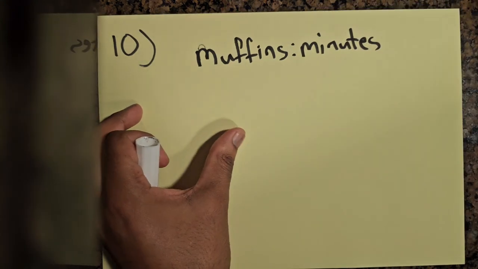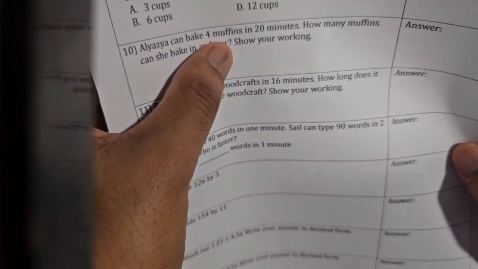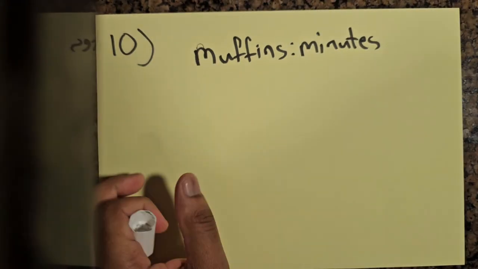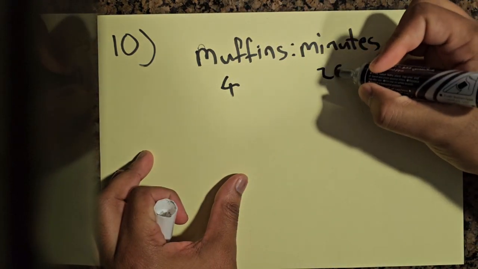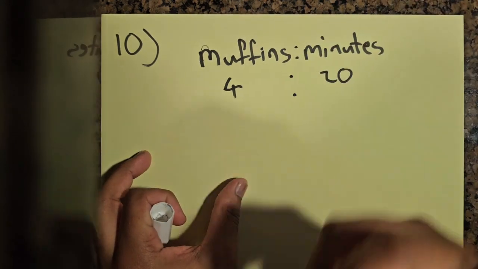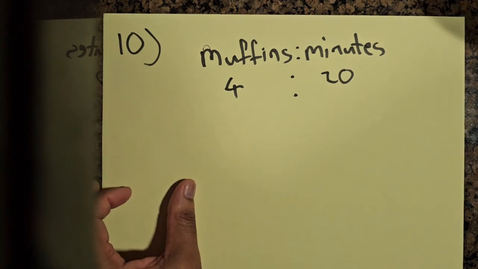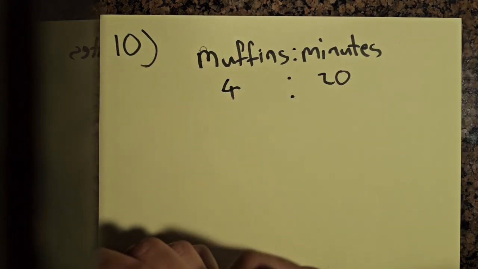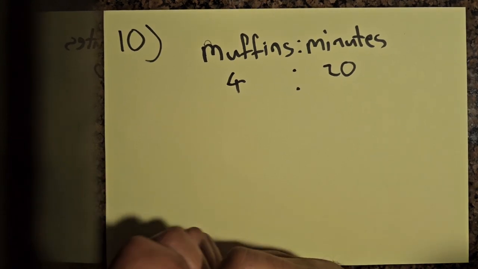So how many muffins did they say in how many minutes? They say 4 muffins in 20 minutes. So 4 in 20. Okay. Now, where they try to catch you out here is that they give us the ratio in minutes, but then they mention hours. But at this level, you should be able to tell me how many minutes there are in an hour.